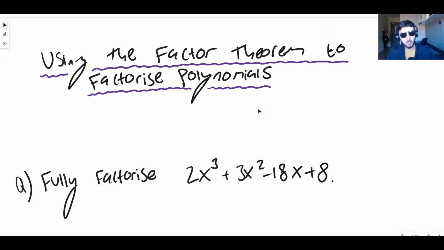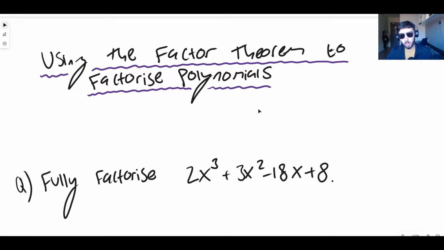Anyways, guys, let's get straight into this video. We want to factorize polynomials using the factor theorem. That's the point of this video. And actually, this is a really, really useful thing that we can do because it lets us factorize things that are not quadratics, do not clearly just have factors in them that can be really easily factored out.